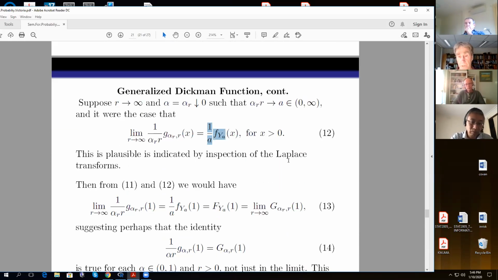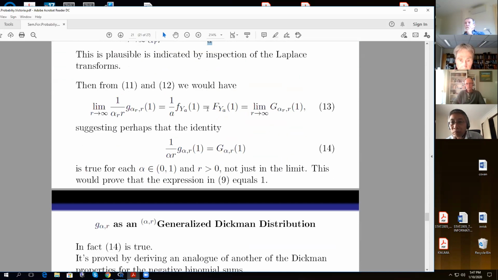In fact, it's plausible. You can go back and look at the Laplace transforms. The Dickman is dx on x. The original, the g, is dx on x to the alpha plus 1. Remember, the constants are all in the right place, such that when you take this limit, you do in fact get this relationship.